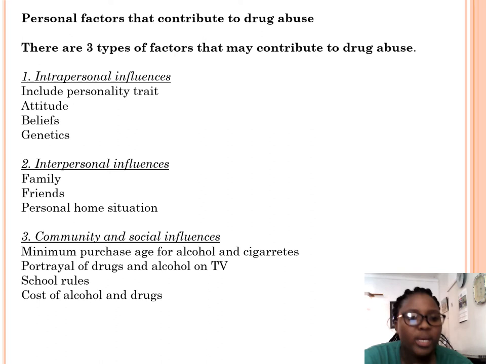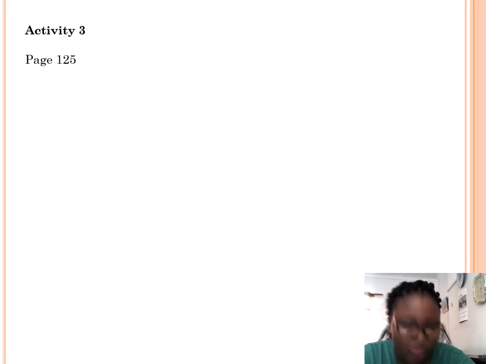That is it. And then we have something we call community and social influences. What are the rules around that in the community? What does the community think of people that do that? Are they cool with it? You know, those are the kind of influences that we are talking about. And yes, it is that time again. We have talked a lot. Activity on page 125.